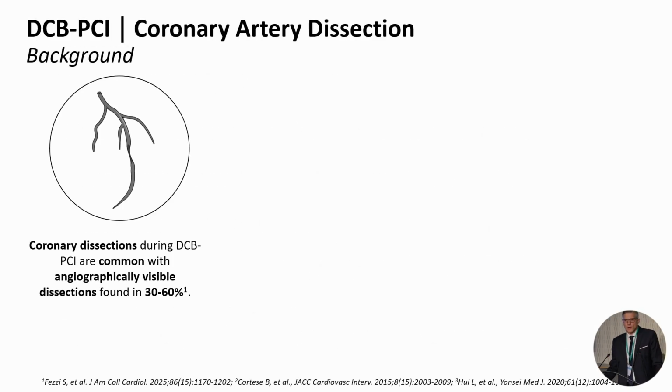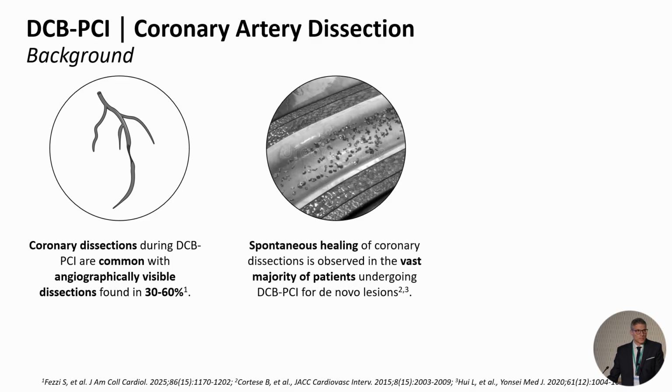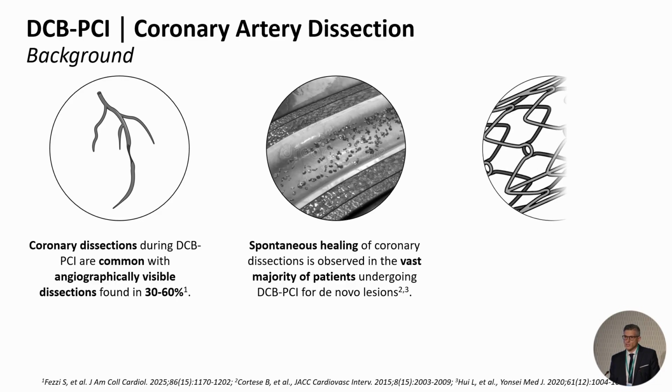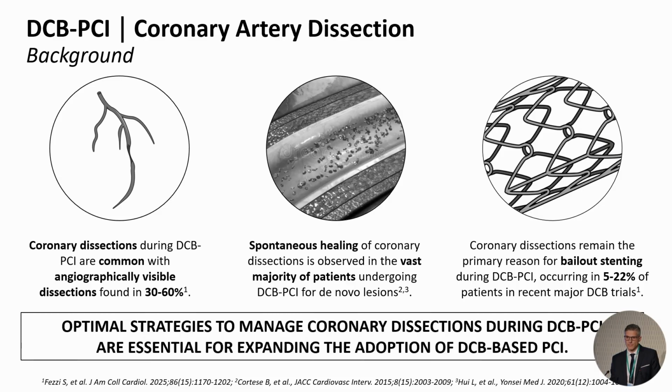So as you all know, coronary dissections during DCB PCI are common, and angiographically visible dissections are found in up to 60% of patients. We all know that spontaneous healing of coronary dissection is observed in the vast majority of patients undergoing DCB PCI for de novo lesions. But despite this, coronary dissection remains the primary reason for bailout stenting during DCB PCI, and this occurs in 5 to 22% of patients in most recent major DCB trials.